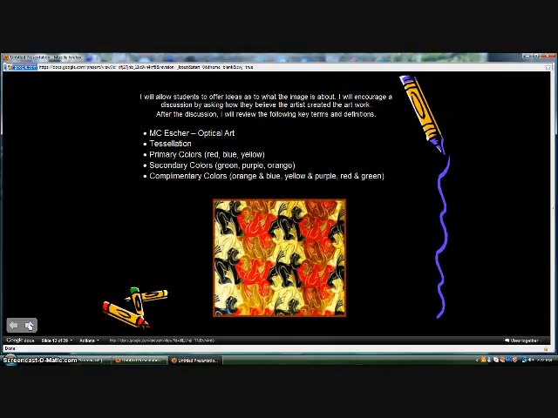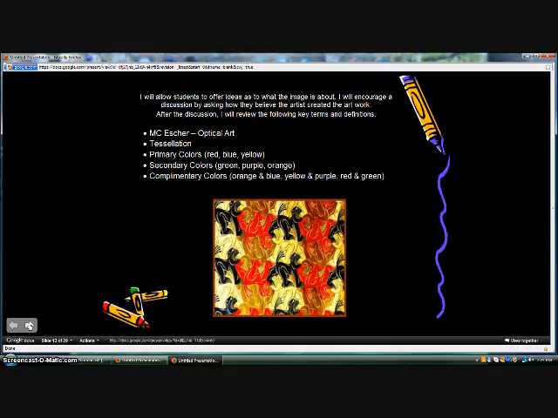I will allow the students to offer ideas as to what the image is about. I will encourage a discussion about the artwork. For instance, I will ask, what do these images look like? Why do you think they used the colors they used? How do they think the artist made the artwork?